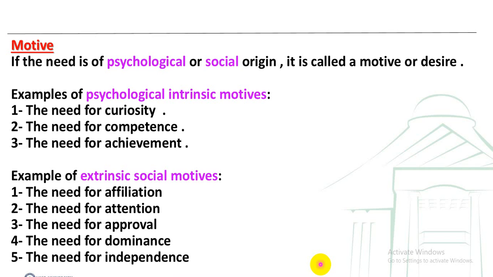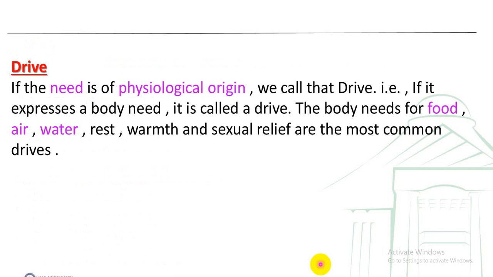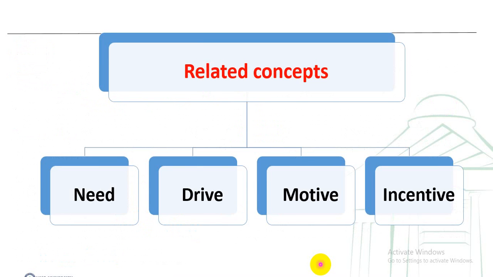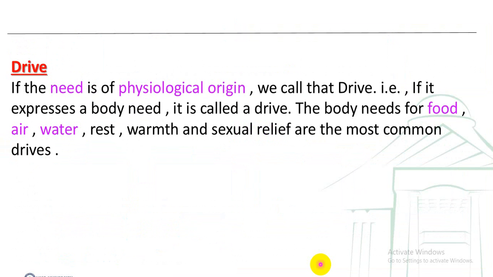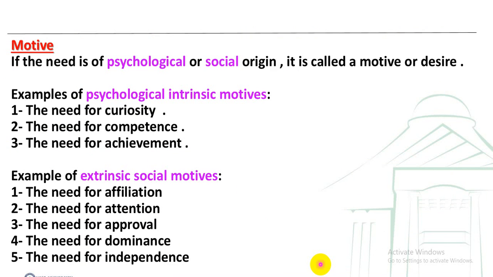Remember, here we are talking about motives, but in a previous slide we were talking about motivation, and we differentiated between intrinsic motivation and extrinsic motivation. Here we are talking about something else. We are talking about motives, and we mean intrinsic and extrinsic: intrinsic means psychological, extrinsic means social. You should be acquainted with examples of each category of these kinds of motives.